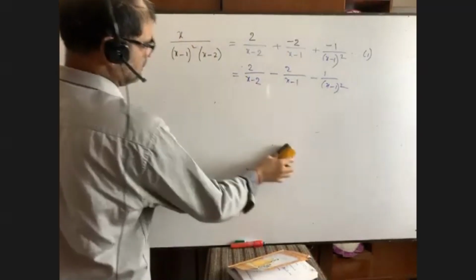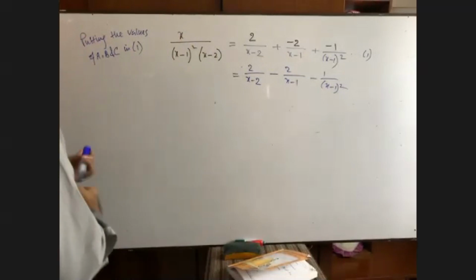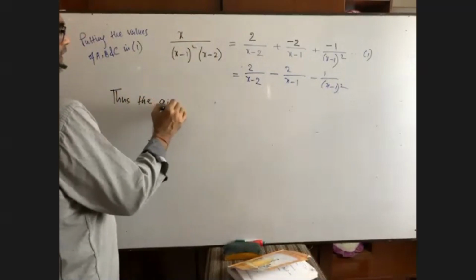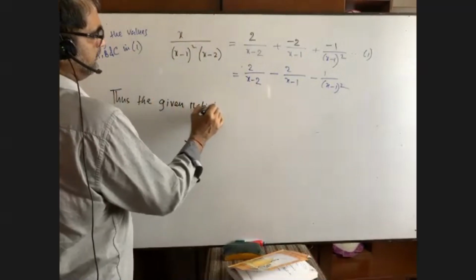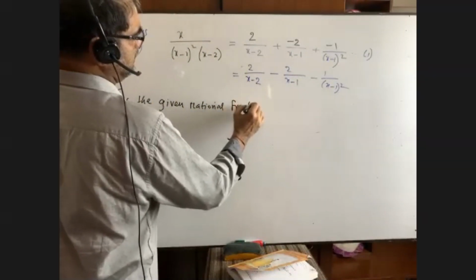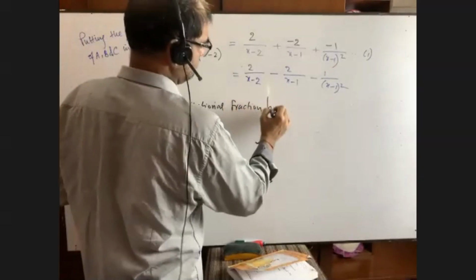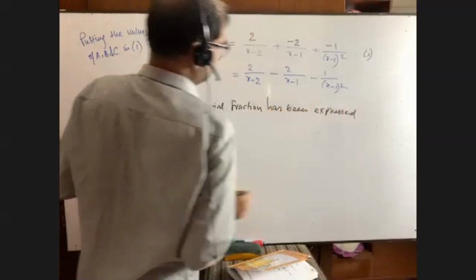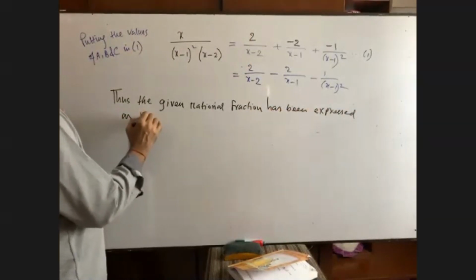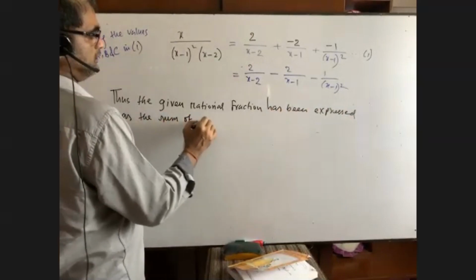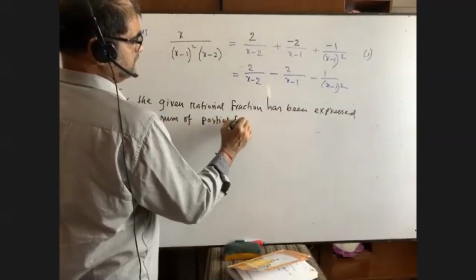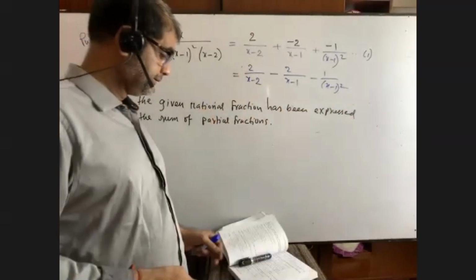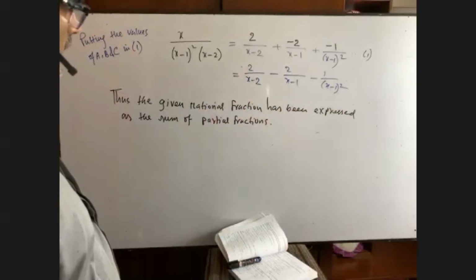That day I wrote it 2 or 3 times. So write down, thus the given rational fraction has been expressed as the sum of partial fractions. And we are done here.